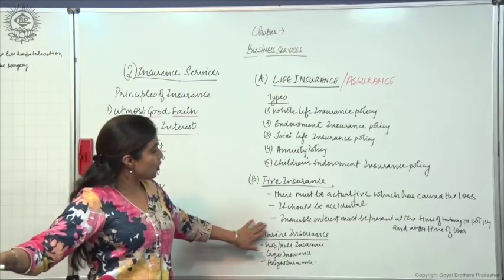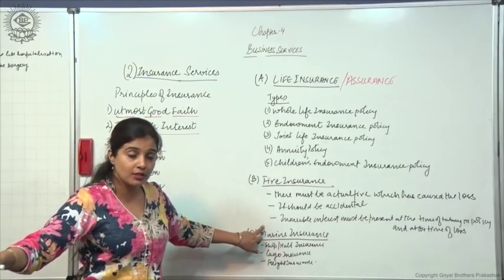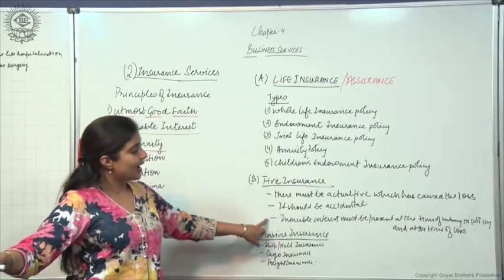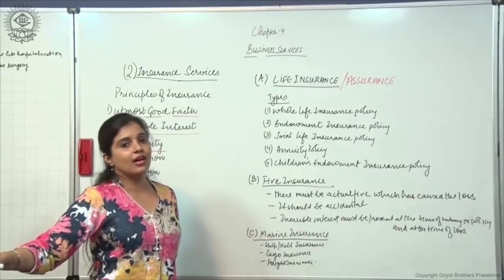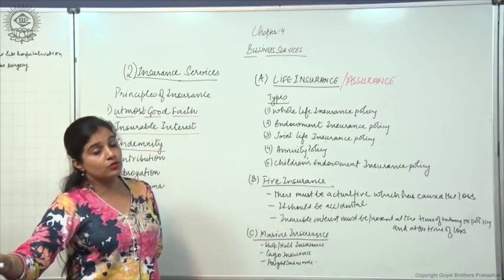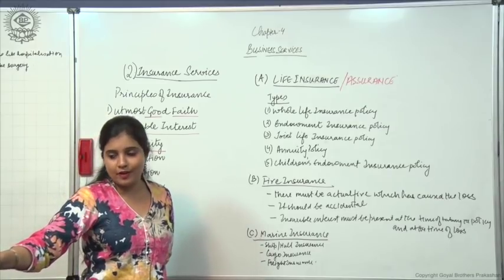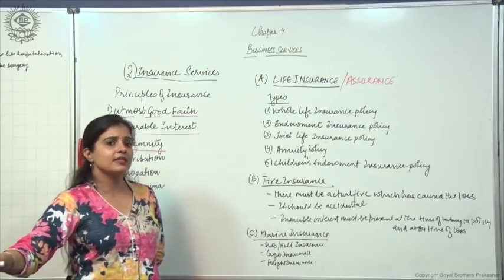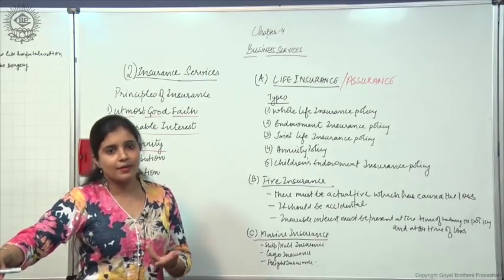Then the insurable interest must be present at the time of taking the policy, and at the time of the loss. When you took the policy, the factory must be yours, and at the time of loss also the factory should be yours. It can't be that I took fire insurance today for my factory, sold the factory, now the factory belongs to someone else, and tomorrow I got it set on fire. Okay, but I cannot get the money.